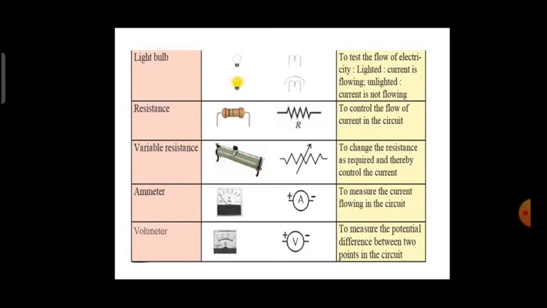Resistance is to control the flow of current in the circuit. Variable resistance is to change the resistance as required and thereby control the current. Ammeter is used to measure the current, and voltmeter is used to measure the potential difference between two points in the circuit.